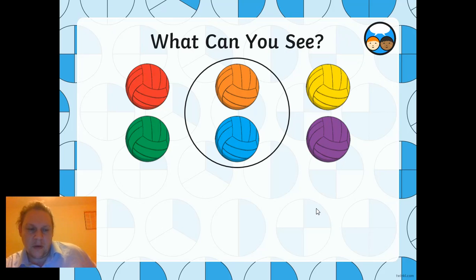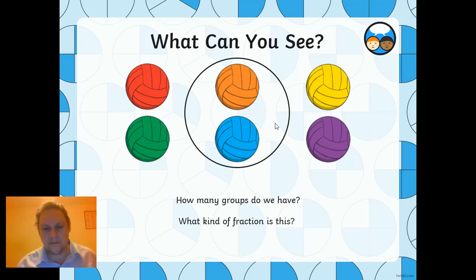Remember that in halves, we have 2 equal groups, don't we? And this time, we've created 3 equal groups. So what are we dealing with now? It's not halves, is it? It is thirds, okay? 3 equal groups. And we're interested in 1 of those groups.